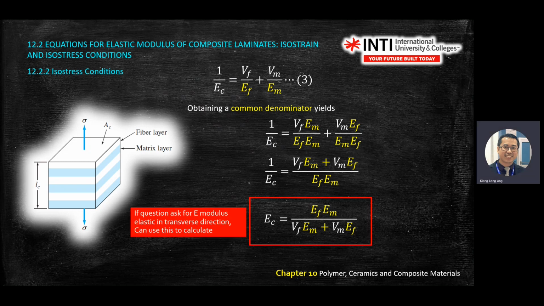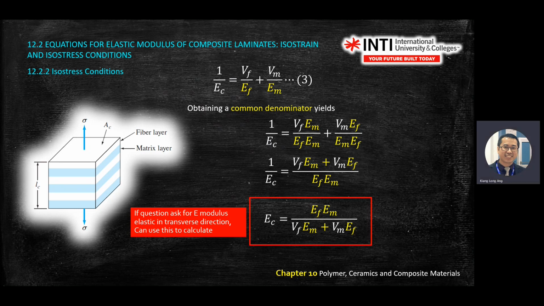Yeah. So this one, again, I put a highlight there. Normally, where you see this equation is if the question asks for E modulus, elastic, in the transverse direction. Transverse direction, then you use this one. If the question asks you E modulus in longitudinal, then you use isostrain. That is different.